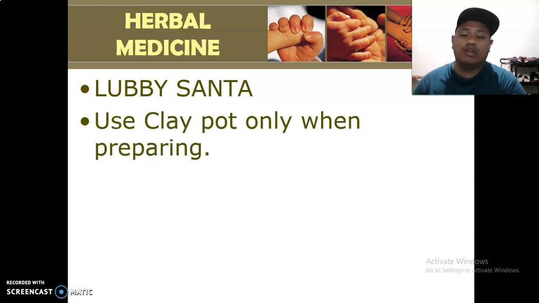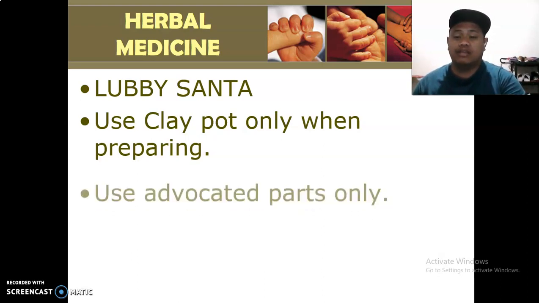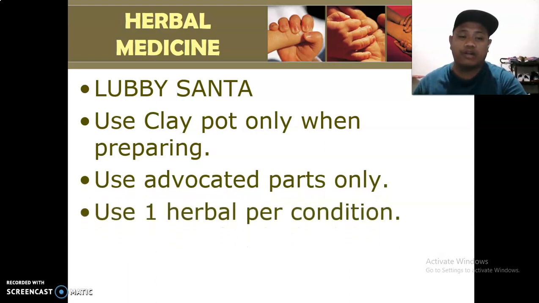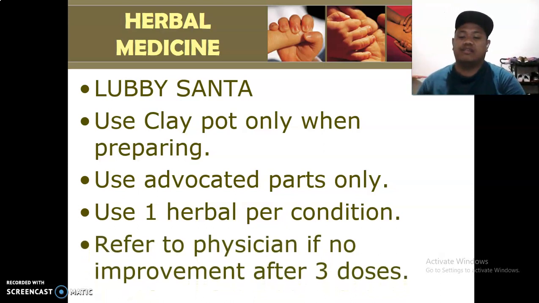Use clay pot only when preparing your herbal medicine. Use advocated parts only, and use these advocated parts, okay, or herbal plants per condition. So, for example, pag masakit ang tiyan mo, hindi pwedeng gamitin lahat ng pangsakit ng tiyan. Gumamit ka lang ng isa. At pag hindi gumana, you need to consult a physician. Refer to physician if no improvement after 3 doses. So, that is your herbal medicine.